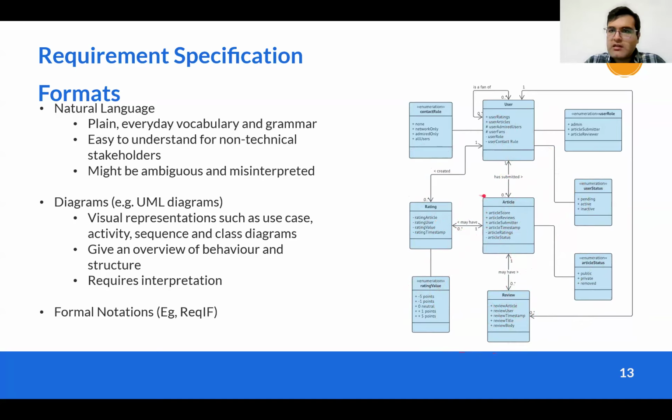So with one diagram, now I know all the properties that each user will have, what the article has, what the review has, and how they're linked to one another. Each article is submitted by one user, but a user can submit 0 or more articles. Each rating is created by one user, but one user can submit 0 or more ratings, and so on.